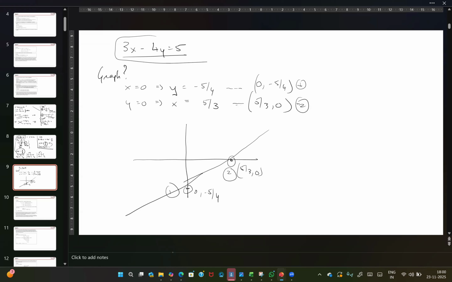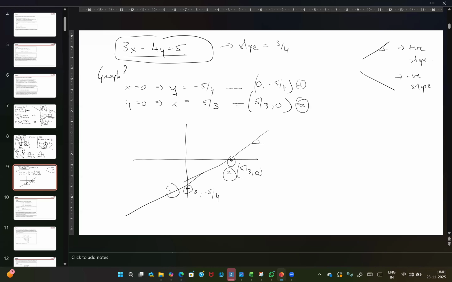If you closely observe, what is the slope of this line, please? Positive, 3 by 4, correct? And hence it's upward sloping. Any line which is upward sloping has positive slope. Any line which is downward sloping will have negative slope. Okay, so these are some basics on graphing.